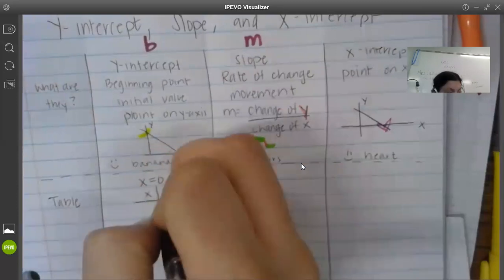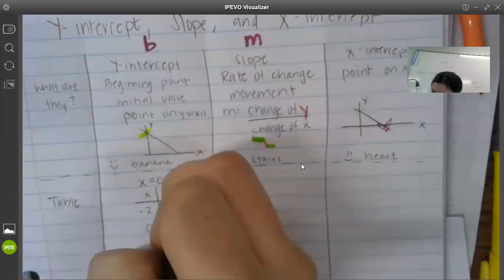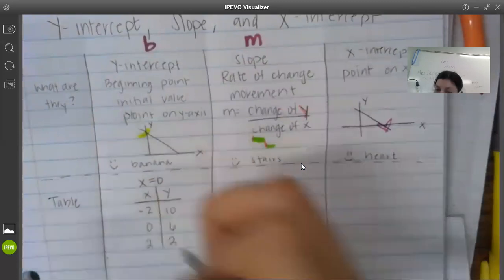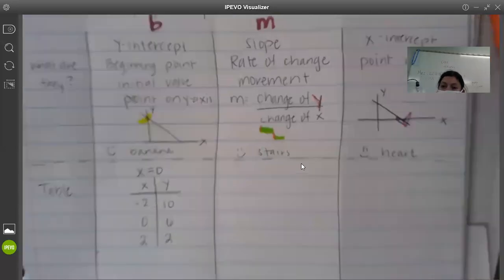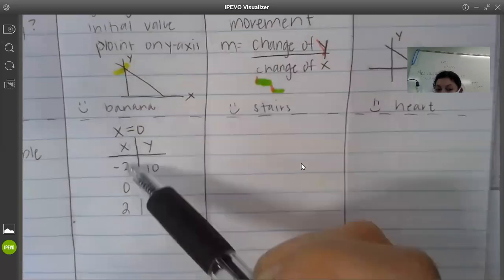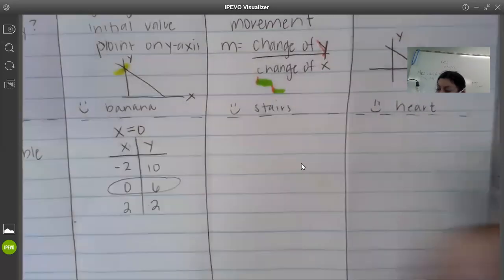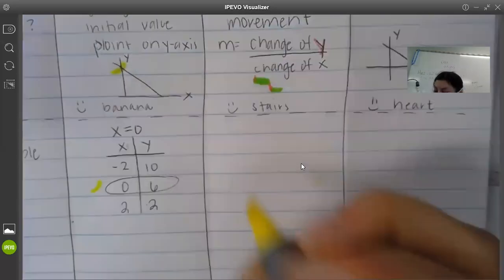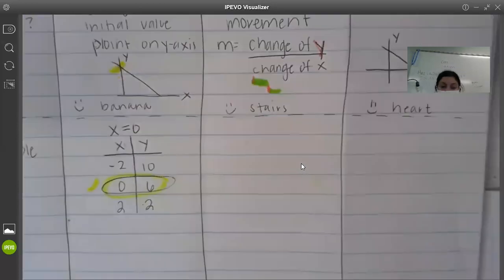So let's do an example. X, Y values. So it's not the first value. It's not the first coordinate. You're just going to look for the X side, and you're going to look for 0. Once you find 0, that is your Y-intercept. Okay, so I'm going to put a little banana on the left-hand side because the 0 is on the left, and that is my Y-intercept. It would be the 6. So let's do an example.